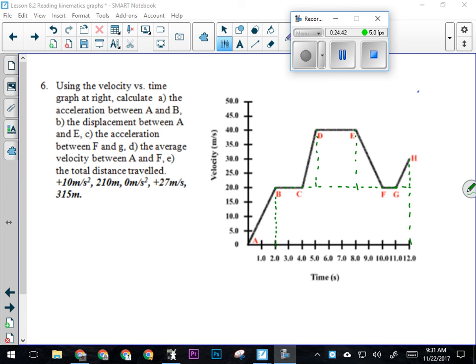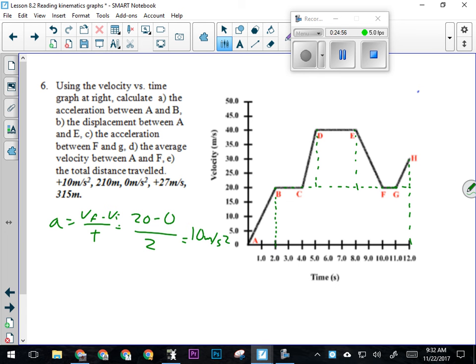Part A wants us to calculate the acceleration between A and B. Acceleration, like we said, is the change in velocity over time. So VF is 20, VI was 0, and that took 2 seconds. So 20 over 2 is 10 meters per second squared, and that should be positive. Acceleration is a vector quantity. That shows that the velocity was increasing.